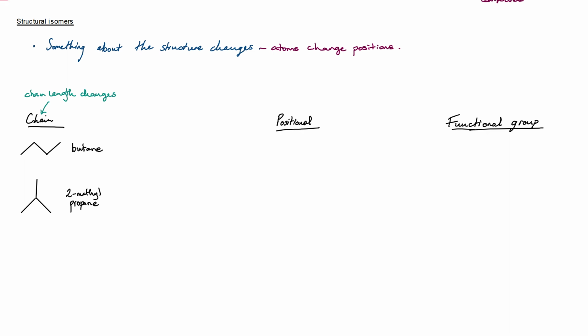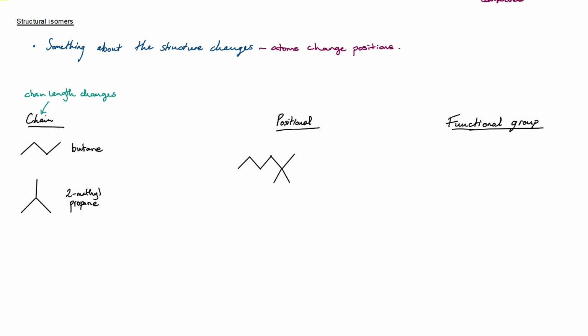Now, when we're trying to identify what type of isomer it is, positional, functional group, or chain, always ask yourself the question, what has changed in the molecule? So moving on to positional. I've got a molecule here that you might want to name. As it says on the tin, positional, something changes position. So it's always worth looking at the name of the molecule to begin with.